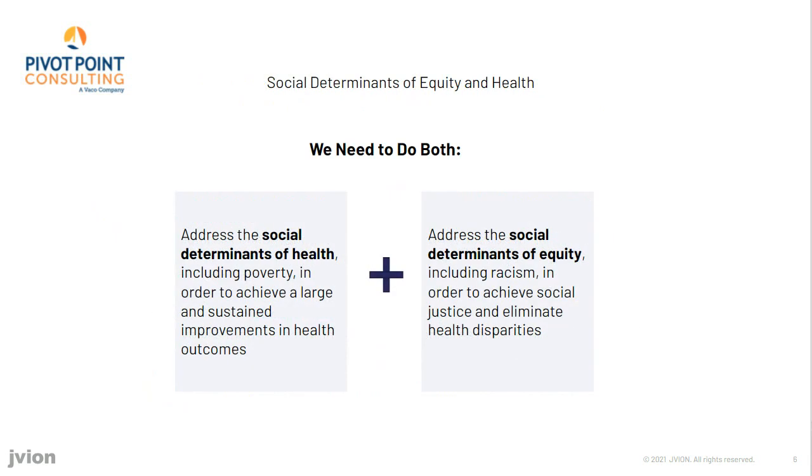So when we're doing our work to really make a difference in health outcomes, we need to look at both. We need to address the social determinants of health, which include poverty, in order to achieve a large and sustained improvement in health outcomes. And we need to address the social determinants of equity, which include things like racism, in order to achieve social justice and eliminate health disparities.